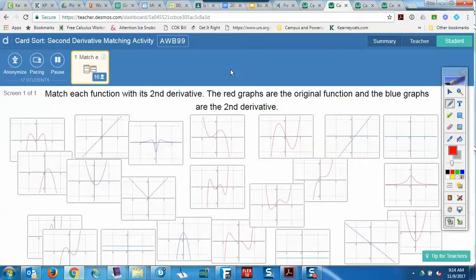So a red graph. Right here it is. Concave down, concave up. Right? See how I'm doing that? So I would start with those simpler, like line blue functions, match those, and then get into the trickier ones.